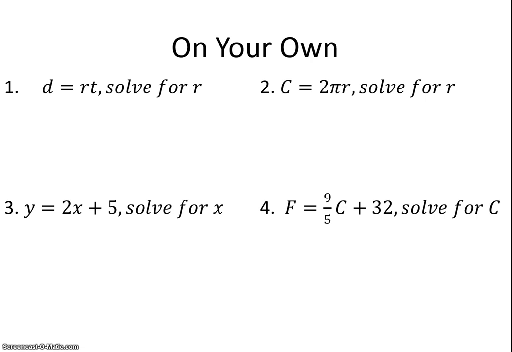So I'm going to go through and run through these fairly quickly. Number 1, distance equals rate times time. Solve for rate. So we're going to divide by t. The rate is the distance over the time.